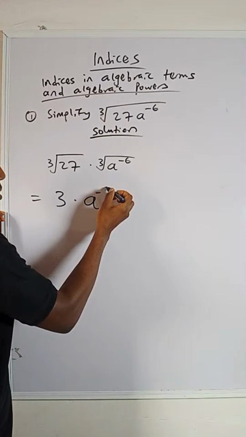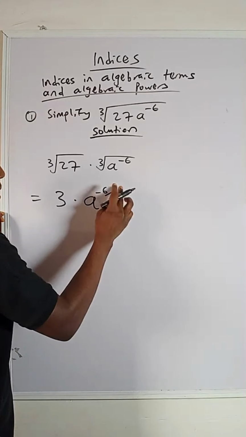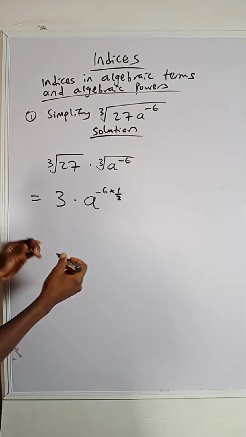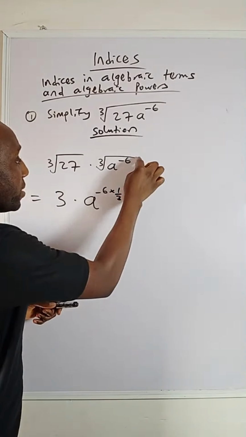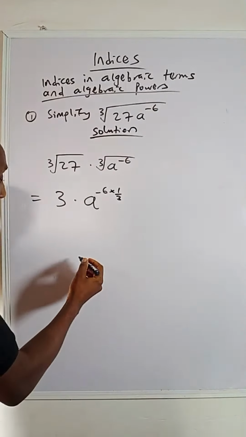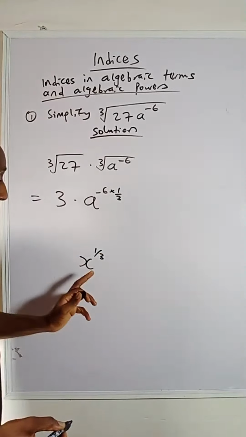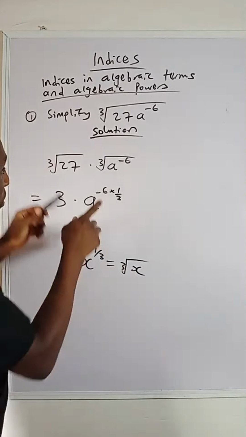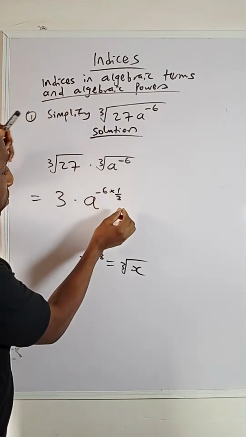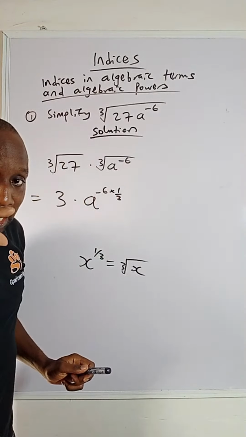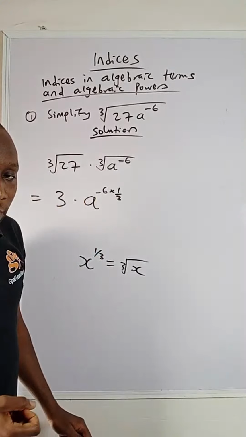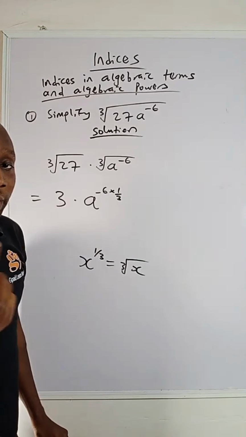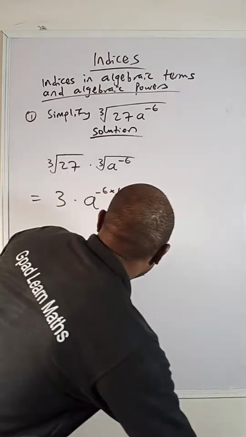A raised to the power negative 6 times 1 over 3. This 1 over 3 is the cube root. If you have x raised by 1 over 3, this can be written as the cube root of x. Because I have the cube root here, I now used 1 over 3 to multiply the exponents. So 1 over 3 is coming from the cube root. It's one of the laws of indices. We have done this before, okay? So that's what I have.